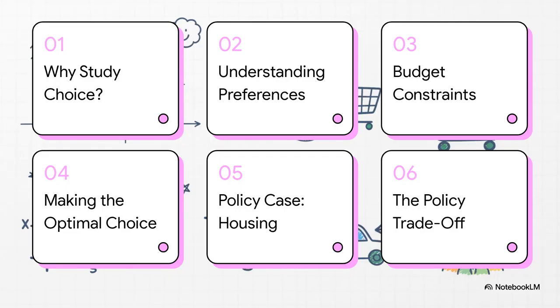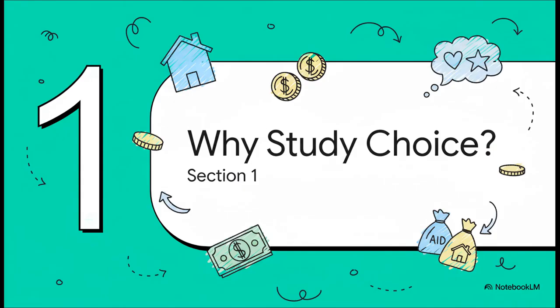Here's our game plan. First, we'll talk about why we should even care about this stuff. Then, we're going to build the two key pieces of the puzzle, what people want and what they can actually afford. Then, we'll smash those two things together to see how a choice is actually made. And to wrap it all up, we'll take our new toolkit for a spin on a real-world policy problem. Sound good? All right.